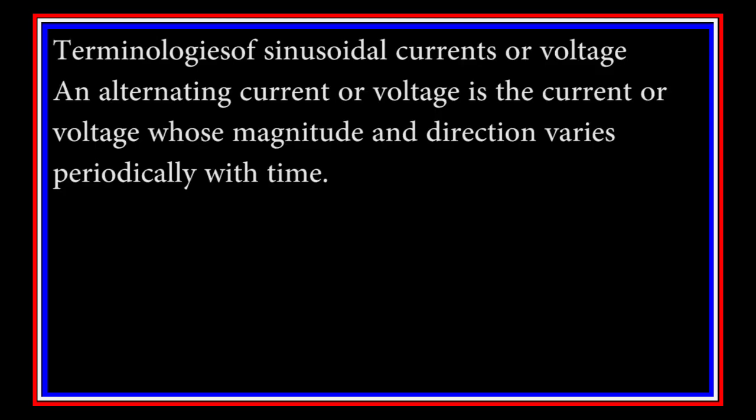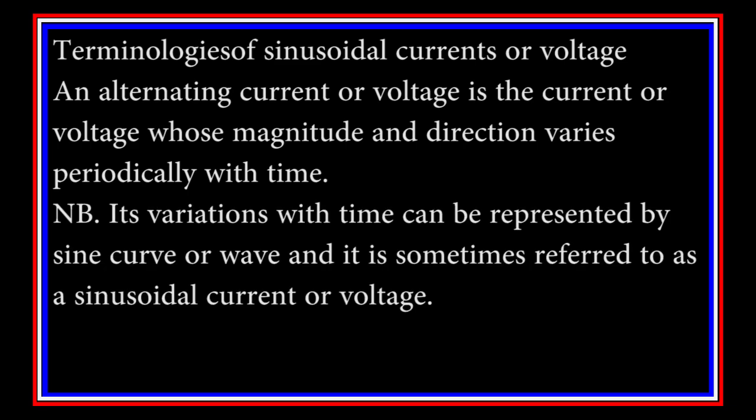An alternating current or voltage is the current or voltage whose magnitude and direction varies periodically with time. NB. Its variation with time can be represented by a sine curve or a wave, and it is sometimes referred to as a sinusoidal current or voltage.